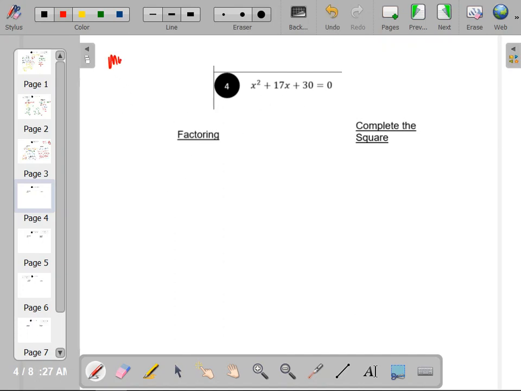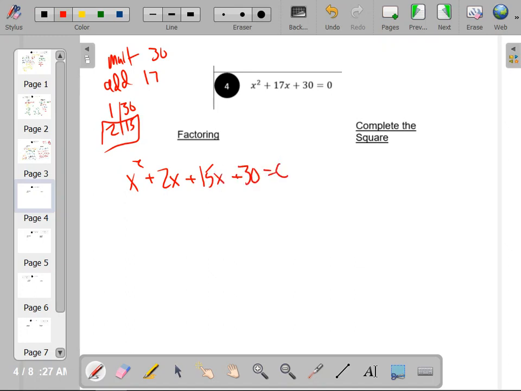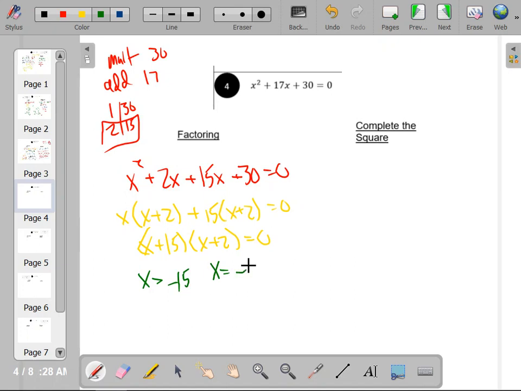So to factor, I'm going to find numbers that multiply to 1 times 30, which is 30, and add to 17. 1 and 30, 2 and 15, we did it again, 2 and 15. So x squared plus 2x plus 15x plus 30 equals 0. The GCF is x between the first two terms, and the GCF is 15 between the second two terms. One of my factors is x plus 15, the other is x plus 2. And I want to know when these factors equal 0. x plus 15 equals 0 at negative 15, and x plus 2 equals 0 at negative 2. So negative 15 and negative 2.